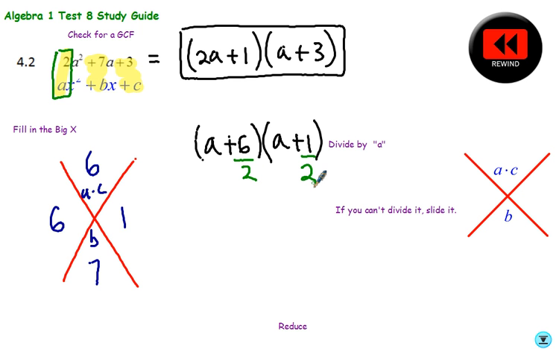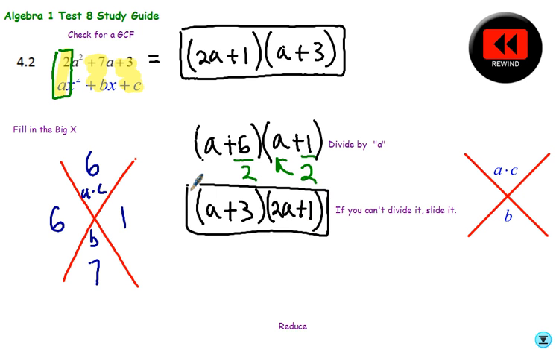And 6 divided by 2, I can do that. That divides evenly, which would be 3. And then 1 and 2 do not divide evenly, so I'd end up with 2a plus 1. And again, order doesn't matter. You notice my answer is a little backwards from what I had just written above it. But again, that's just to show you that the order doesn't matter.